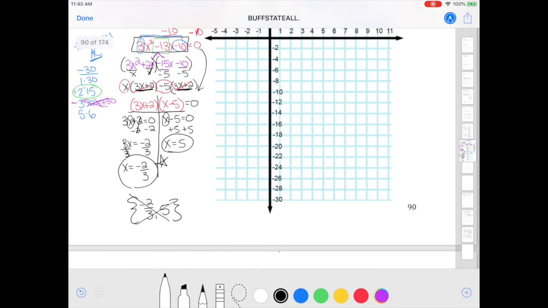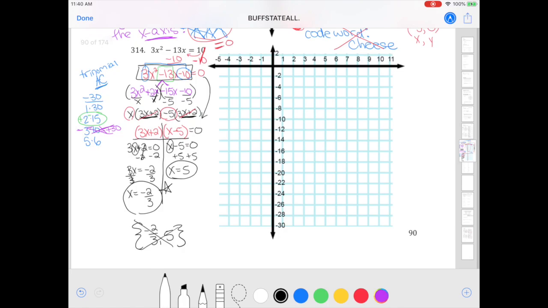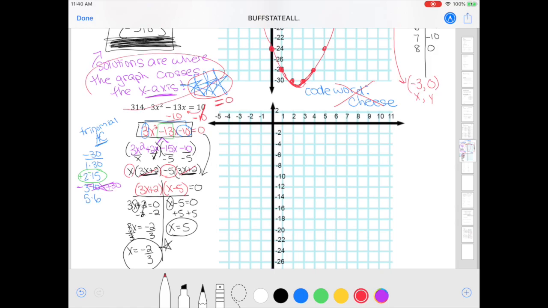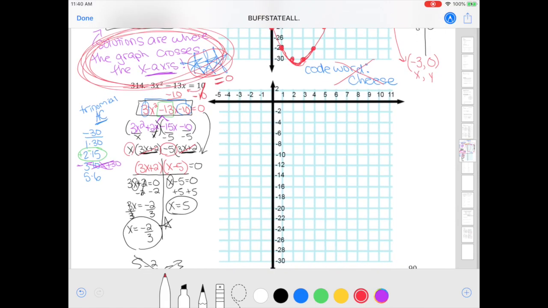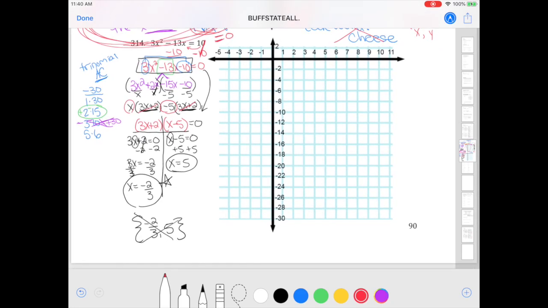All right, now I would love to review another graph with you. This graph does not turn out very nicely, so what I'd rather do with you so we can just move on to some other algebraic examples is show this part right here, this super main idea you need to comprehend. Your solutions are where the graph crosses the x-axis. So my graph is going to cross at positive 5 and at negative 2/3.